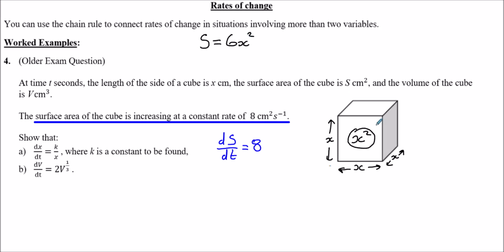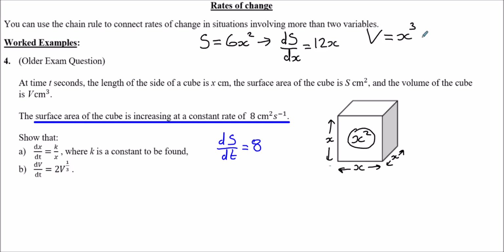In the same way, the volume of a cube is length times width times height. So the volume is going to be x multiplied by x multiplied by x, which is, of course, x cubed. So from each of these, I can, of course, differentiate with respect to x. So ds by dx from this one gives us 12x.